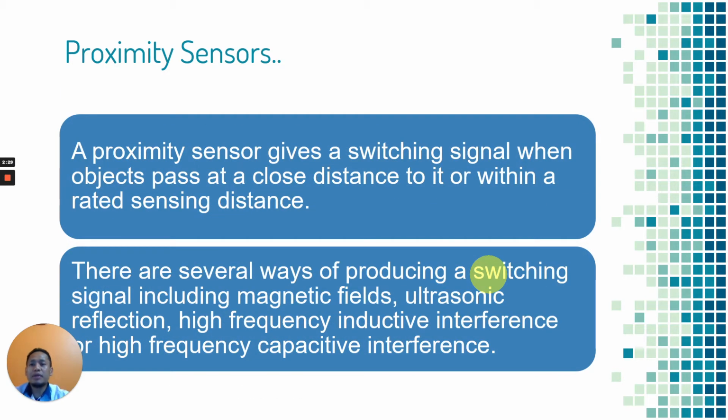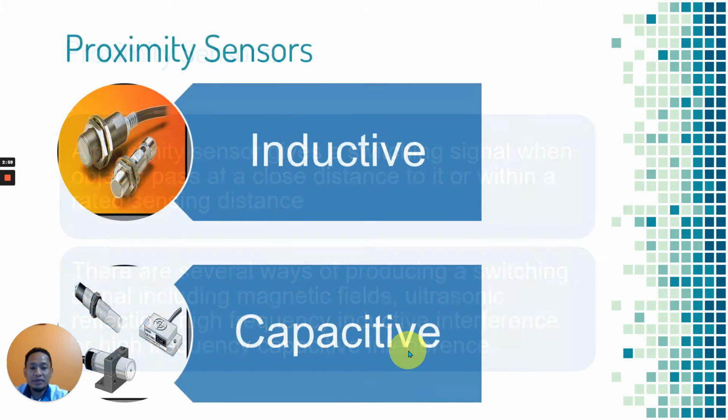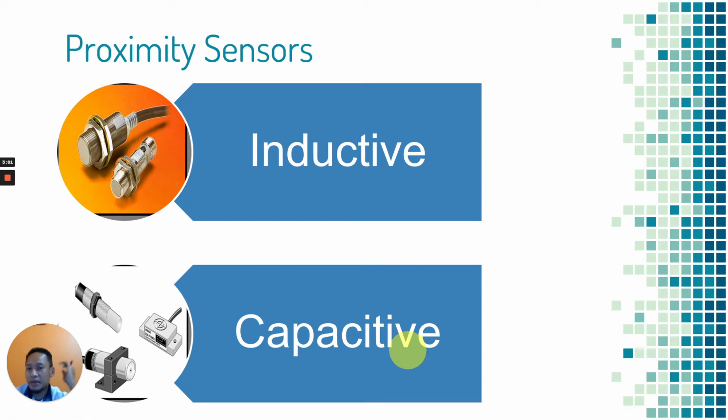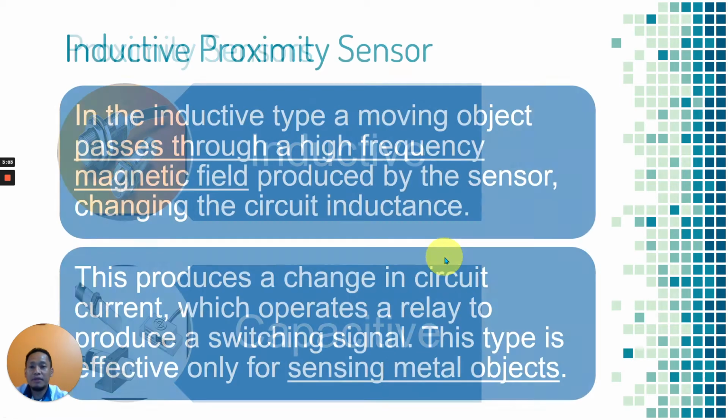And this proximity sensor gives a switching signal when an object passes at a close distance to it or within a rated sensing distance. There's some distance near to this sensor. There are several ways of producing a switching signal, including magnetic field, ultrasonic, reflecting, high frequency inductive interference, or high frequency capacitive interference. This is the proximity sensor, either inductive or capacitive.